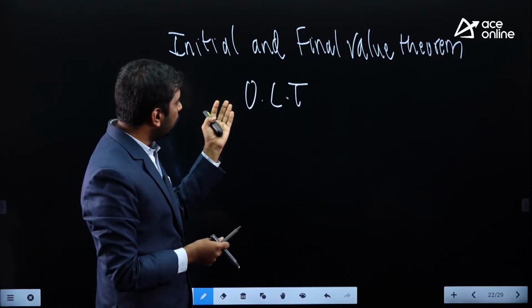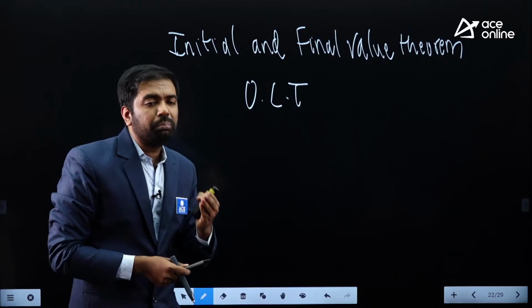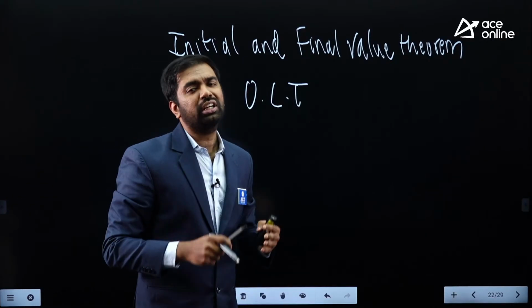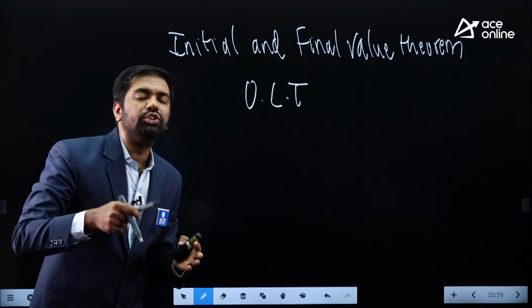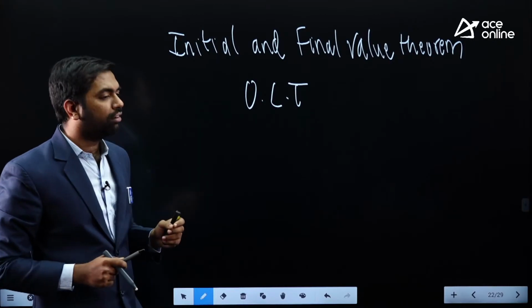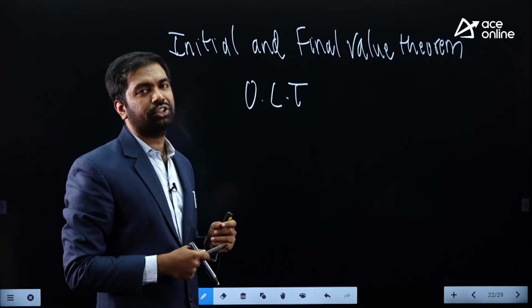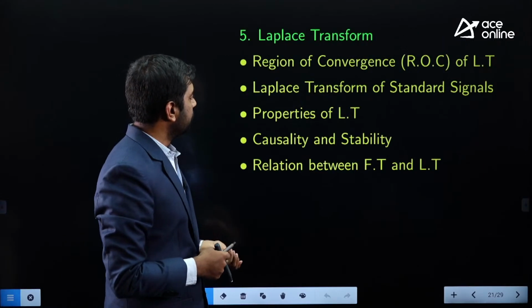So you have to learn what is unilateral Laplace transform and how do you find the response due to the initial conditions, which we also call zero input response. So how do you use this unilateral Laplace transform to find the zero input response is also an important discussion. So these are the things.